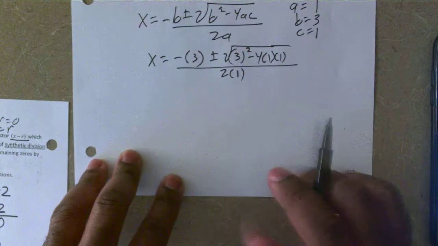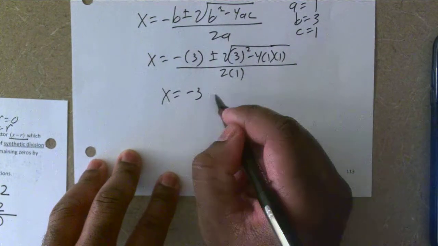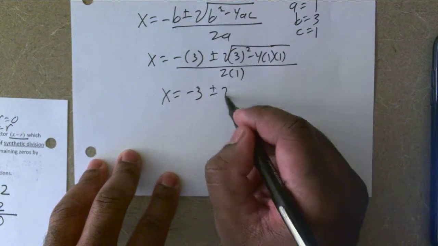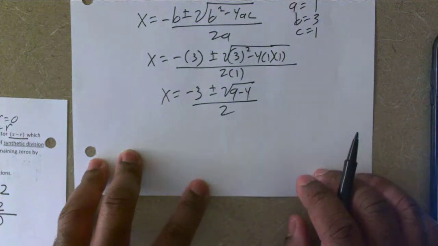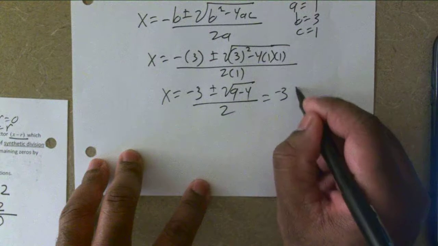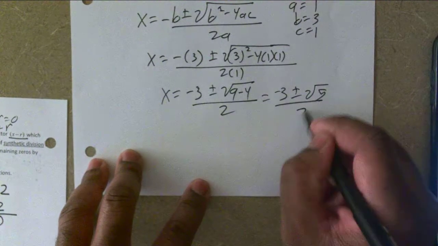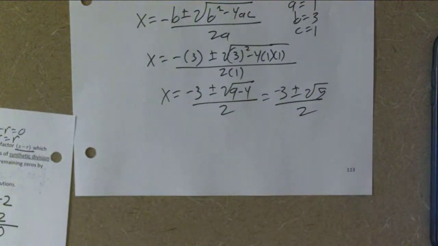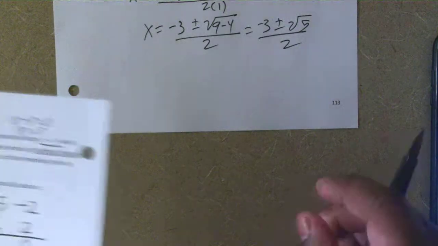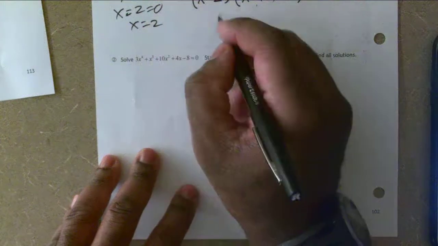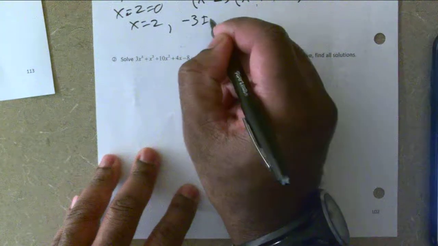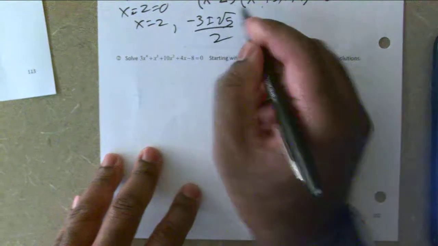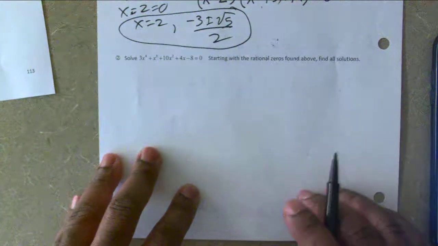So we have x is equal to negative 3, plus or minus the square root of 9, and that'll be minus 4, all over 2. So it'll be negative 3 plus or minus the square root of 5, all over 2. So, after you factor this, your final answer would be x equals 2, and then it'll also be negative 3 plus or minus the square root of 5 all over 2. So that would be your final answer.